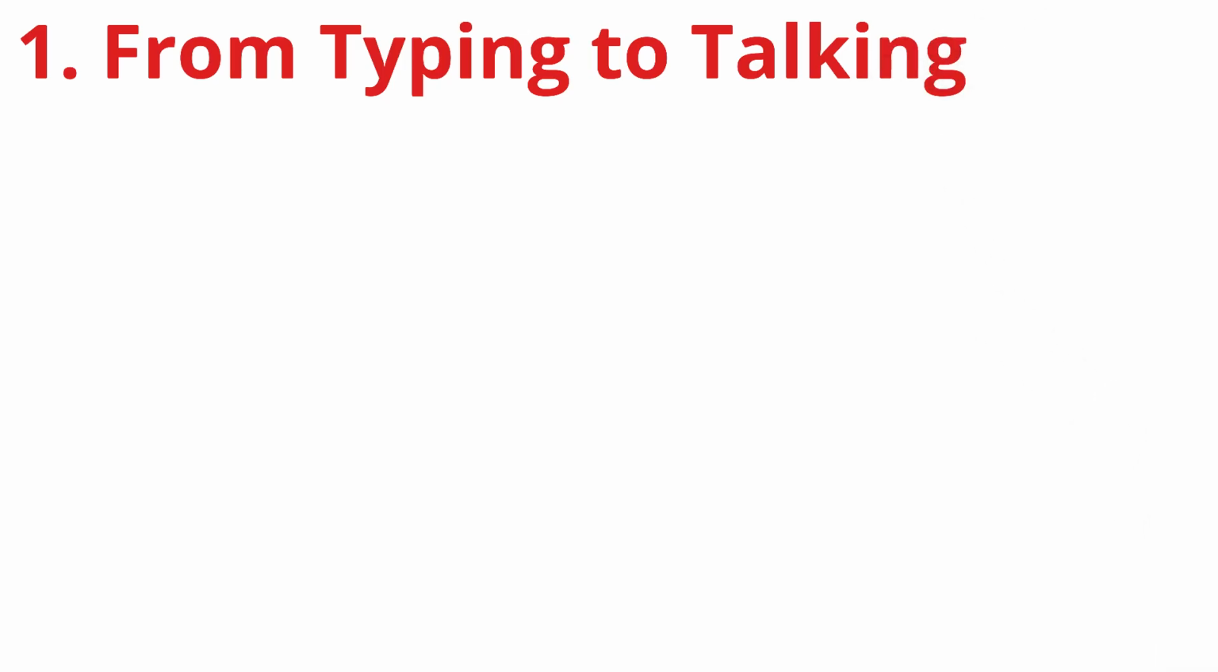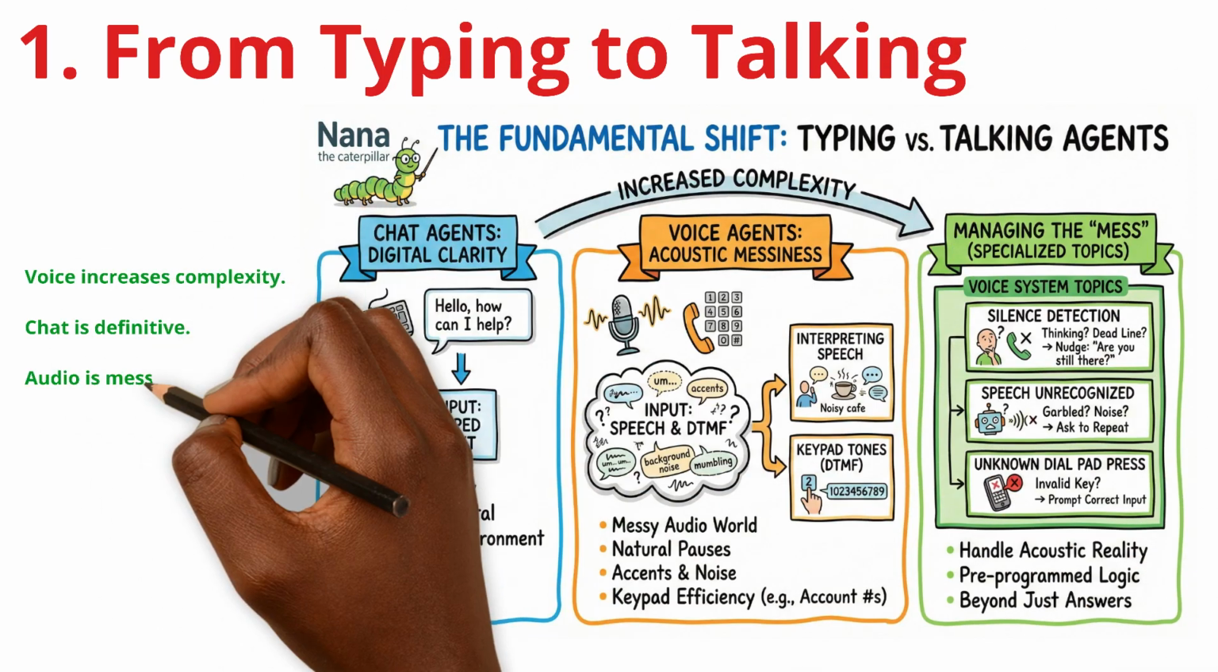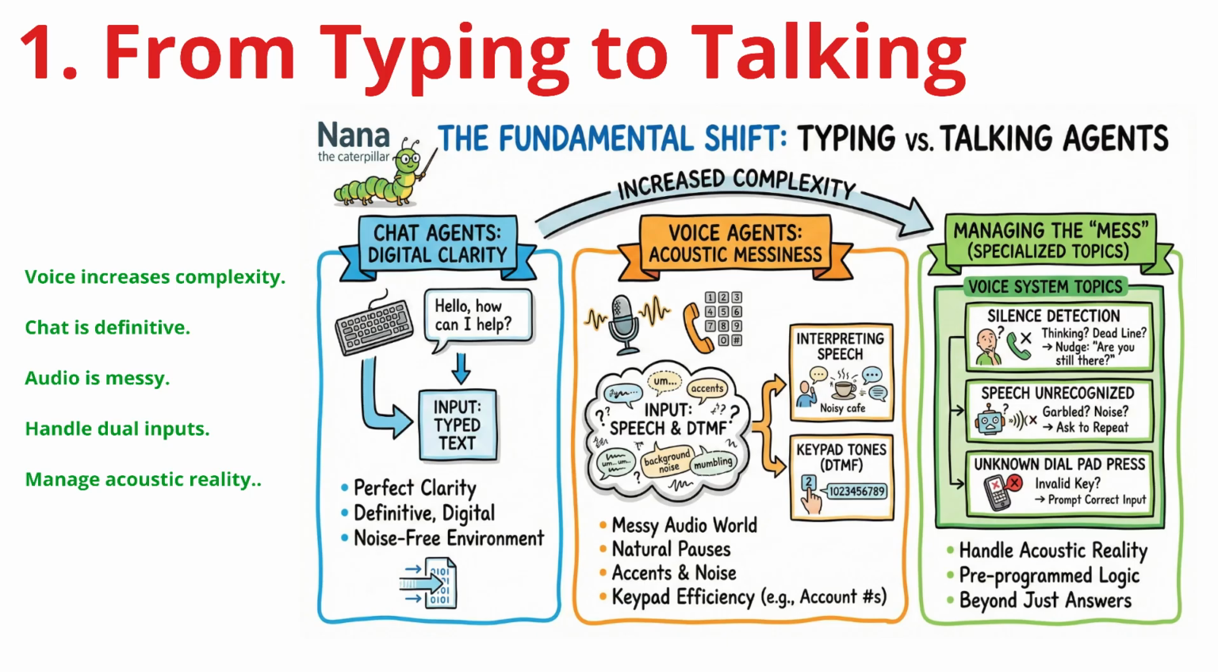Superficially, chatbots and voice agents seem similar. They both just answer questions. But moving from typing to talking represents a fundamental shift, involving significantly increased complexity. Chat agents operate in a world of digital clarity. The input is typed text, meaning the data they receive is perfect, definitive, and completely noise-free.